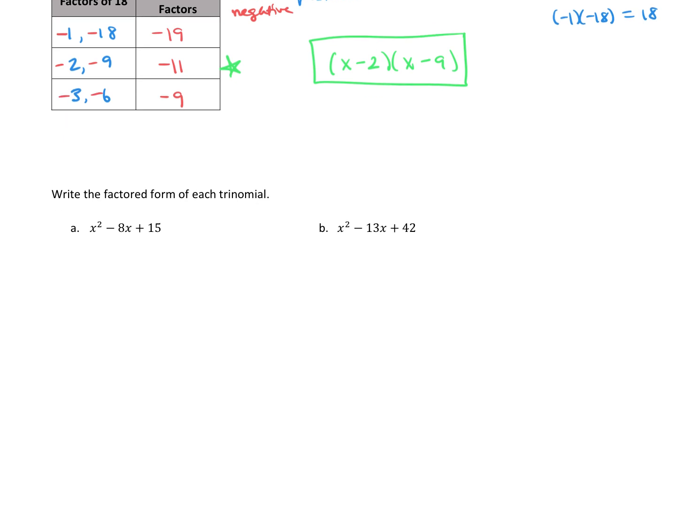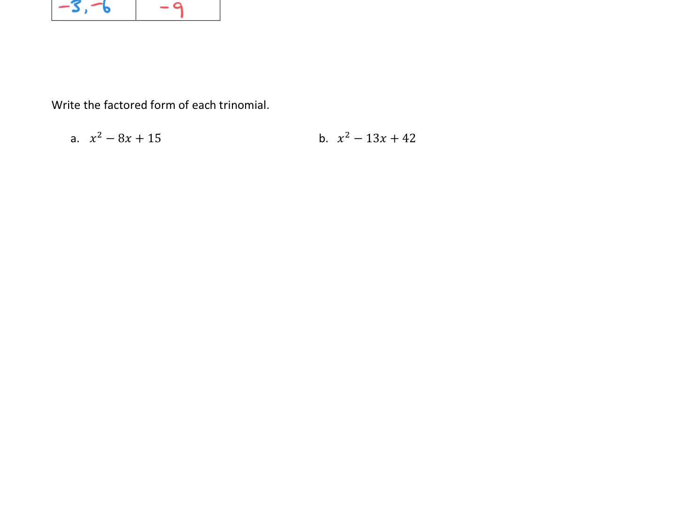All right, so let's take a look at two more examples. Factor the trinomial, look at the c value first, and take note, c is positive. So if c is positive, that means you have two positive factors, or you could have two negative factors. So let's list our factors first. Factors of 15. We have 1 and 15. 2 is not a factor. 3 and 5 are factors. 4 is not. 5 is, but we already have it listed, so we've got all of our factors.